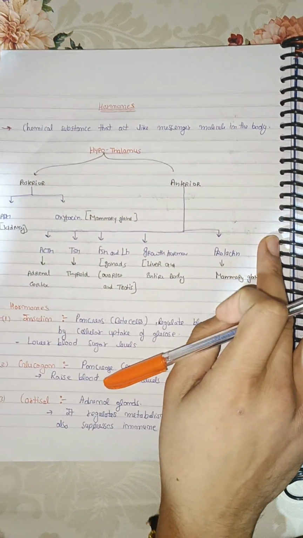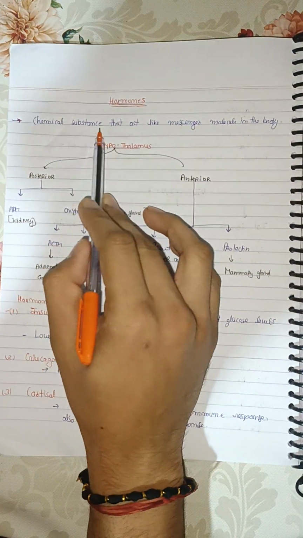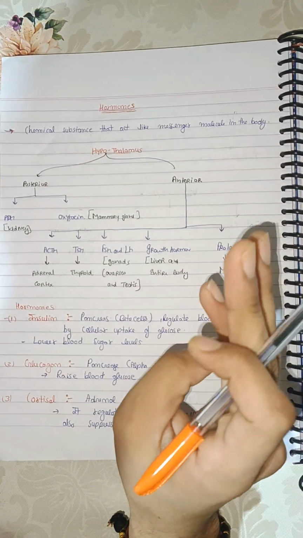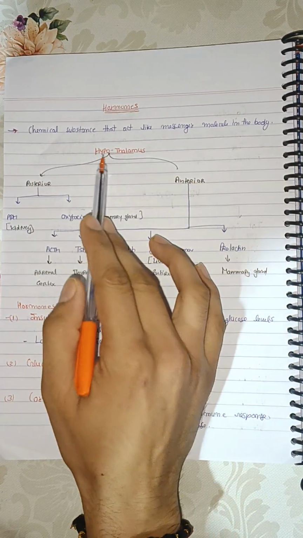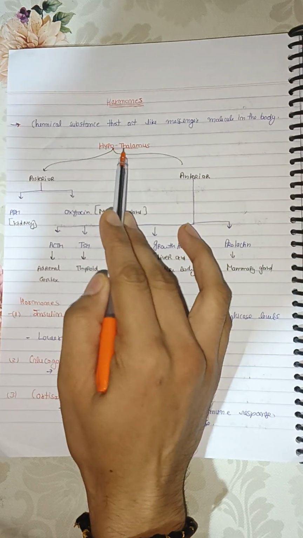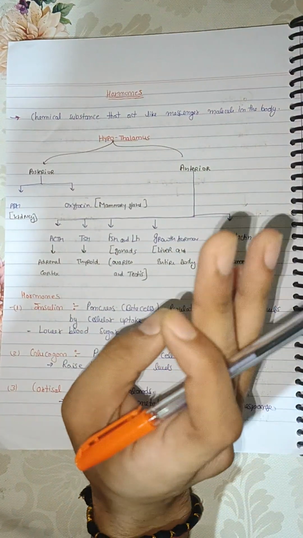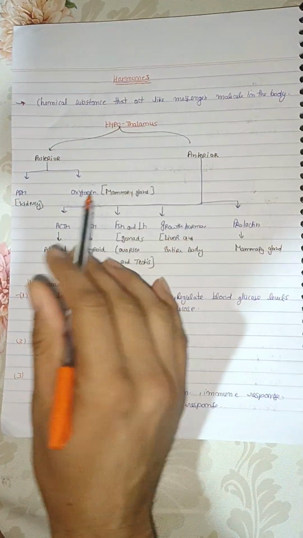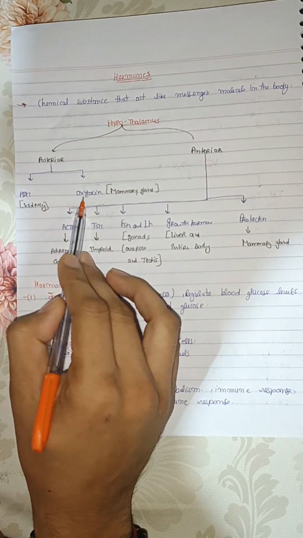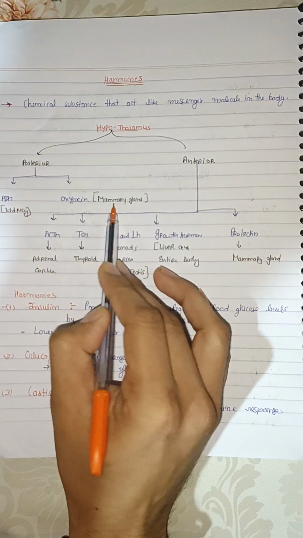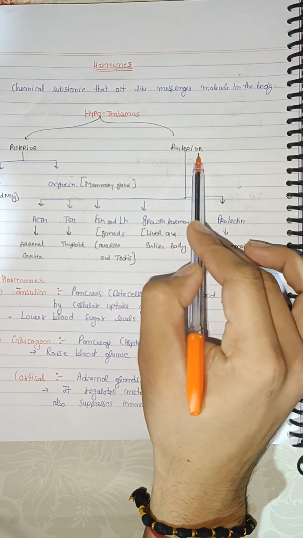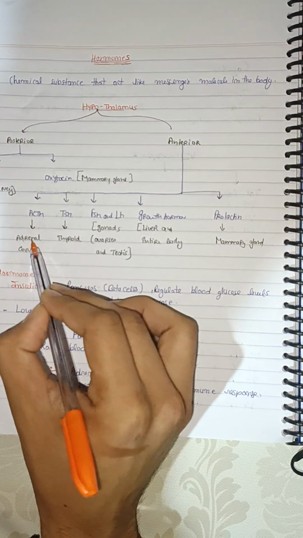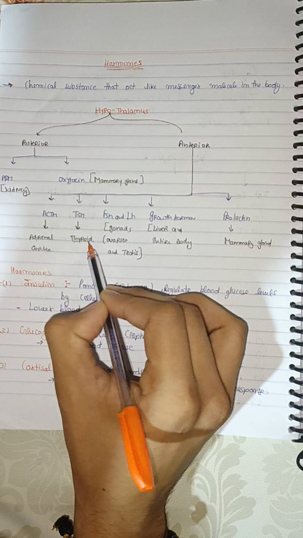Now the last topic is hormones. What are hormones? Hormones are chemical substances that act like messenger molecules in the body. They are released from the hypothalamus and pituitary. The hormones are also divided by their site of release, from the posterior and anterior. The posterior ones are ADH and oxytocin. ADH acts on the kidney and oxytocin on the mammary gland. The hormones released from the anterior part are many types, like ACTH, which acts on the adrenal cortex, and TSH, which acts on the thyroid.